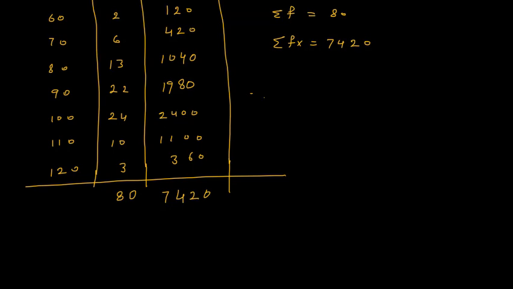So therefore mean is equal to summation of fx upon summation of f. So this is equal to 7420 divided by 80. So these zeros will cancel and with 8 we will calculate. So first we cancel with 4, meaning 42 is divisible by 4. So directly we can cancel with 4. So 4 ones are 4, 4 threes are 12, 4 twos are 8, no, it is not cancelling with 4.